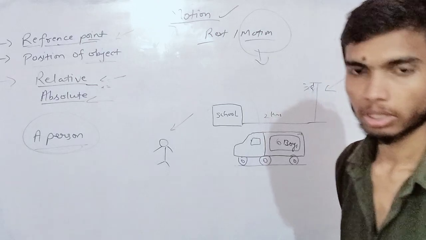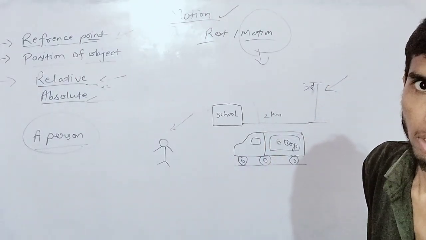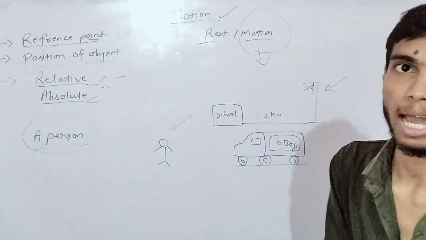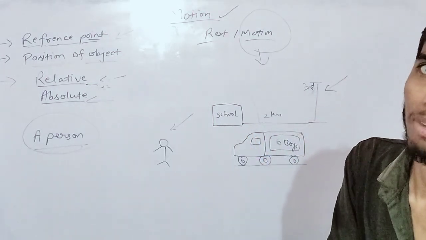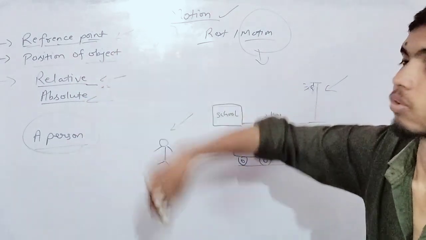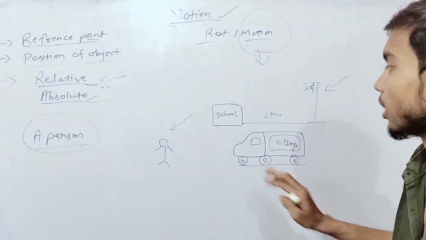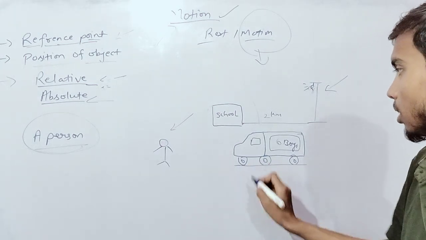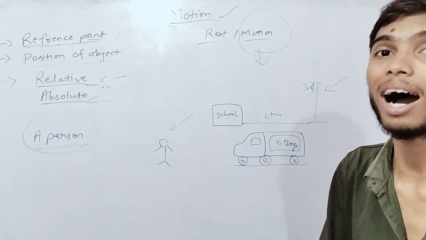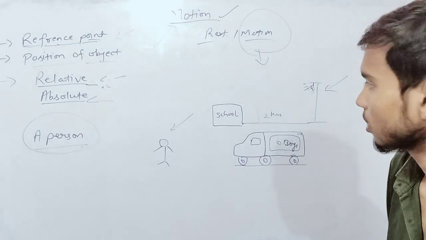Here Kishan is saying that the observer is this person. Now you are taking an observer. It means you are saying motion is relative because you have to take an observer. That's why this motion is relative. Clear? Because we are not able to answer completely, that's why we are taking an observer.